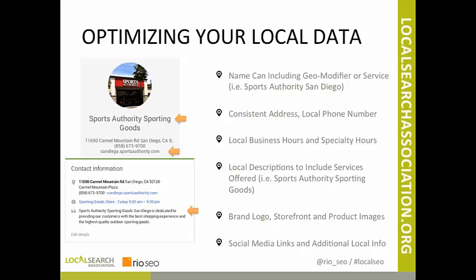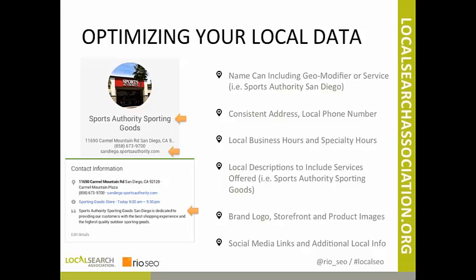And recently Google announced that you can now include a geo modifier or a service in your business name or business description on Google Maps. So an example that you see on the screen here now, Sports Authority San Diego or Sports Authority Sporting Goods are all acceptable naming conventions that deliver more relevancy to the user, as well as more relevancy around the search terms that consumers may be looking for when they're looking for your brand or your service on the web or on mobile devices.